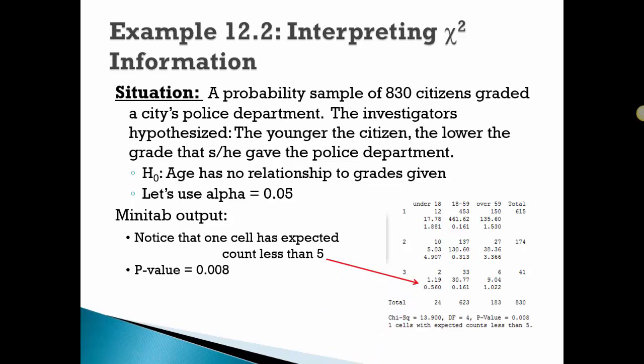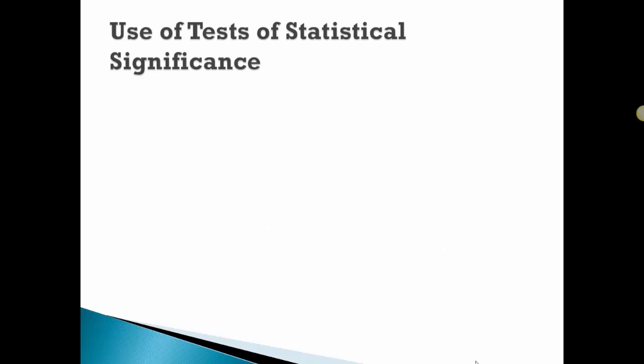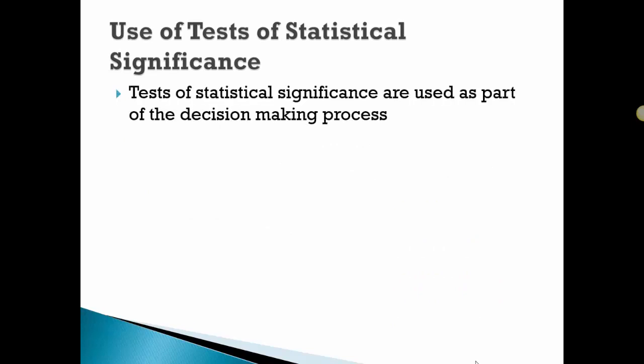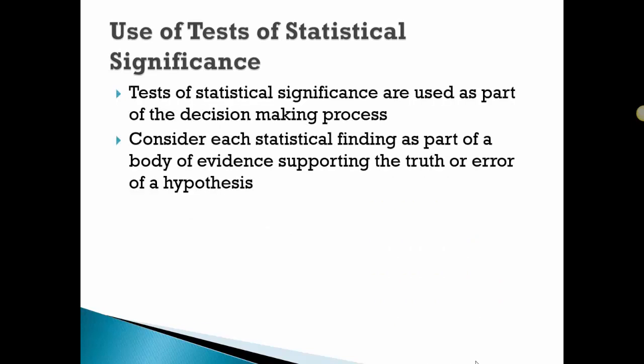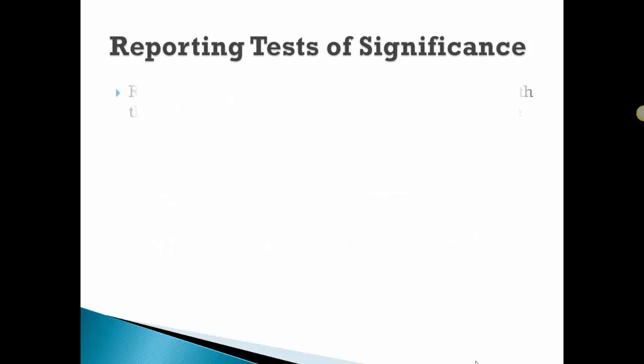And that one less than that where we have an expected value, we might want to think about combining either this way or this way, the columns or the rows, in order to eliminate that cell of having an expected value less than 5. So tests of statistical significance are used as part of the decision-making process and consider each statistical finding as part of the body of evidence that supports the truth or the error of a hypothesis. Particularly valuable in quality control, where a sample of products is used to inspect to locate systematic problems.